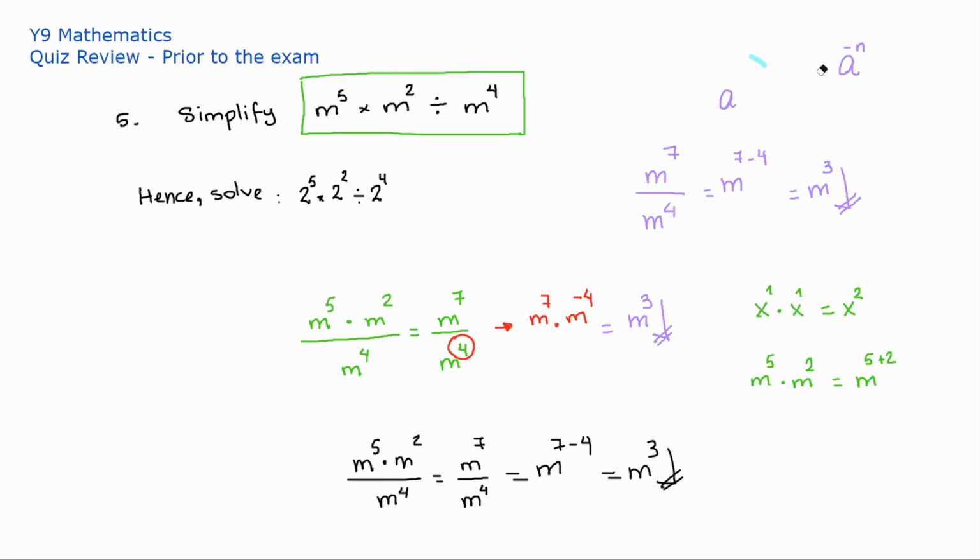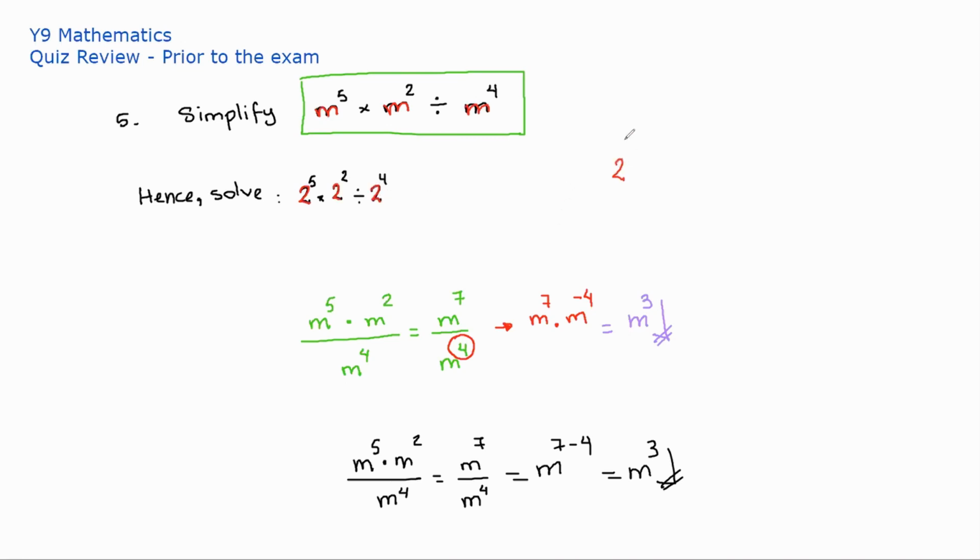Then they're saying, hence, solve. What they're doing there is just changing the base. What is the base? M is the base. 2 is the base. Since you know that you have 2 to the power of 5 times 2 to the power of 2 over 2 to the power of 4, it is the same as this. I'm just changing the letter for the number; m is being replaced by that number 2.